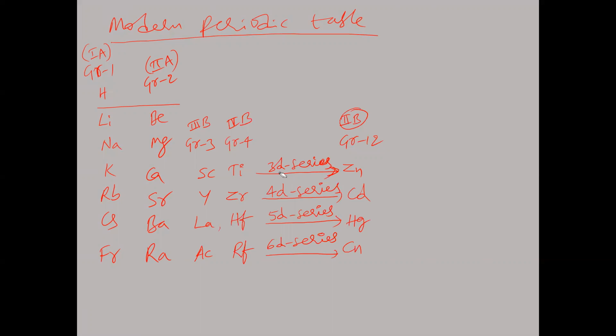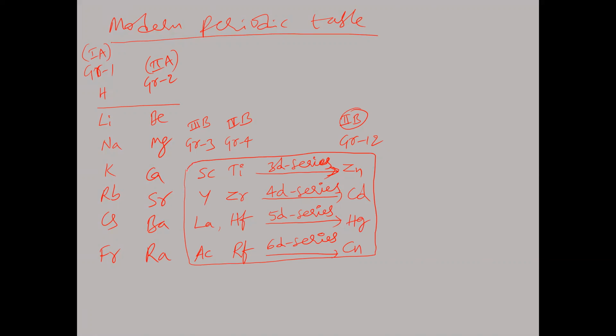Scandium to zinc, yttrium to cadmium, lanthanum to mercury, actinium, rutherfordium up to copernicium. Lanthanum, hafnium up to mercury. These all elements are D block elements. See here, now it is D block elements.